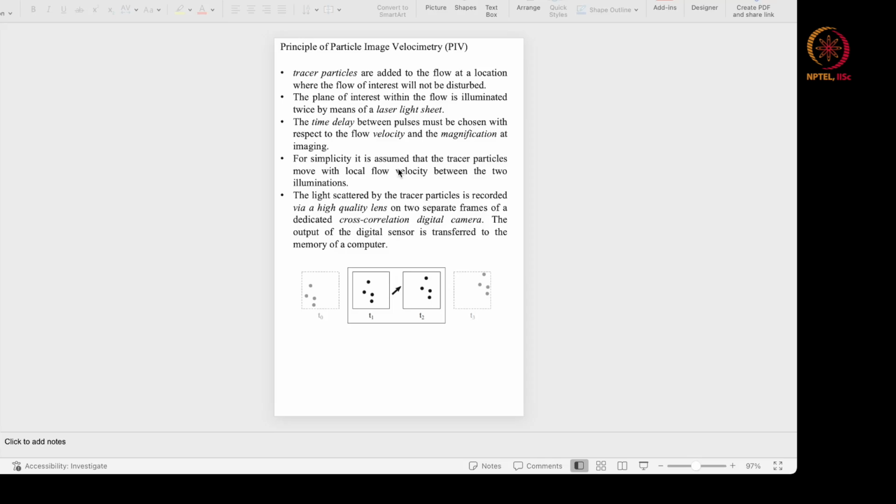And the light scattered by the tracer particles is recorded by a high quality lens on two separate frames, on a dedicated cross correlation digital camera. The output of the digital sensor is transferred to the memory of a computer. Okay, so this is t equal to 0, this is T1, and this is the second pulse. You can see that the images of the particles have moved a little bit with respect to each other. You can see this very clearly, and this is what is used for the cross correlation.